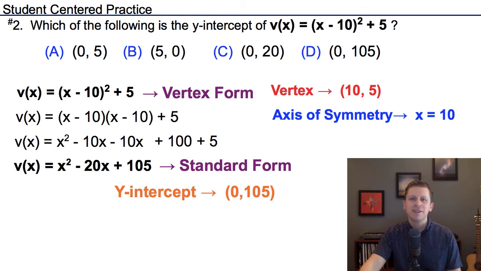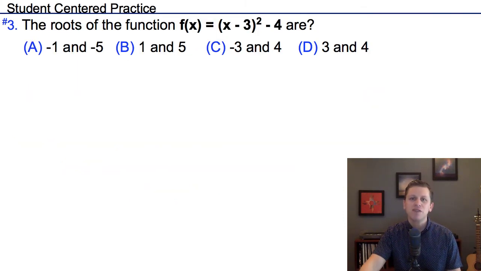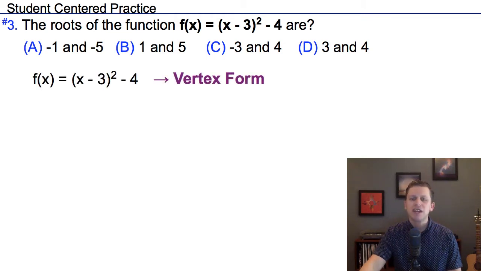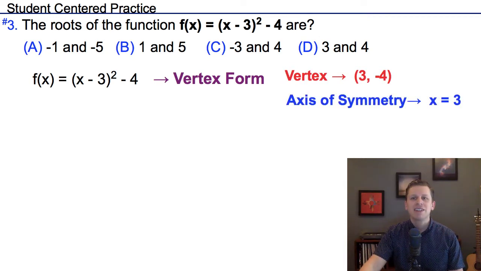Let's try another example. In this problem, find the roots of the function f of x. Well, here they gave us f of x in vertex form, and we can find the vertex very easily. Remember that the vertex is the opposite sign of what is on the inside of the parentheses for the x value of the vertex, and the same sign as what's on the outside for the y value of the vertex. That makes the vertex here the coordinates 3, -4 with an axis of symmetry of x equals 3.